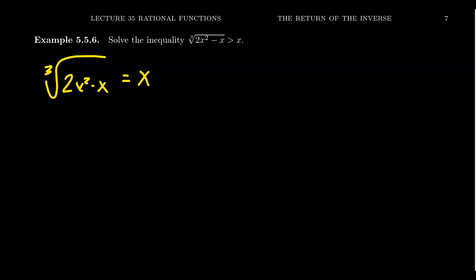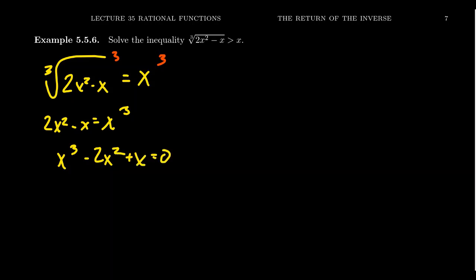In which case, if we then cube both sides to get rid of the cube root on the left, we end up with the polynomial equation 2x squared minus x equals x cubed. I want to set one side equal to 0, so we're going to take x cubed minus 2x squared plus x equals 0. What I did is I moved all the terms to the right-hand side, and then I flipped the equation around. If you don't like that, we can put the 0 on the left-hand side. Not such a big deal there.